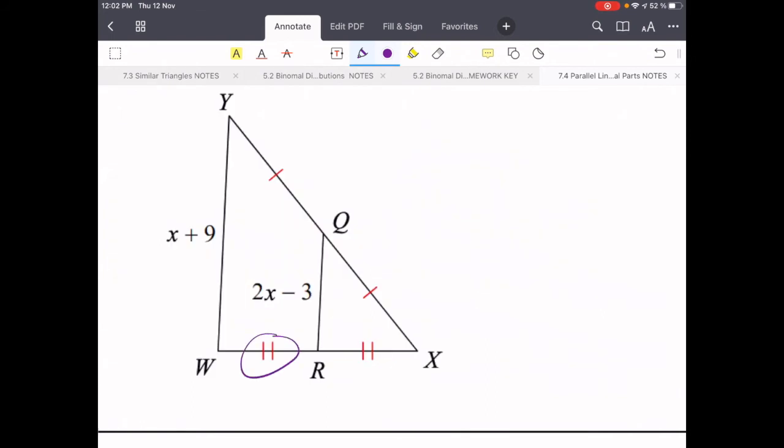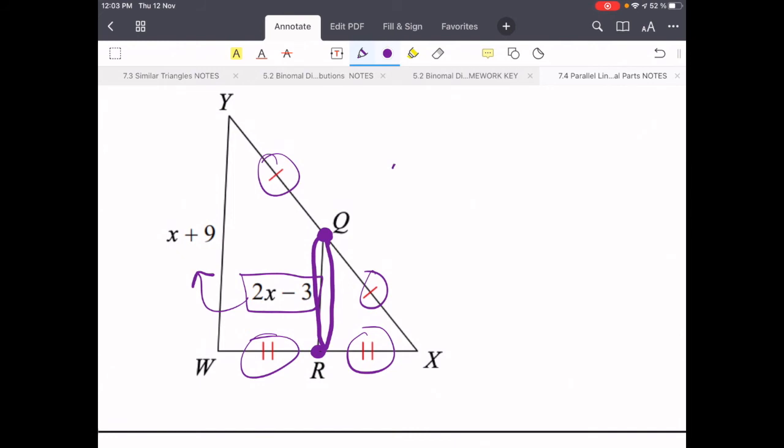Here we have another triangle. Again, we've got some lovely congruent markings. So we know that Q is the midpoint of YX. R is the midpoint of WX. So QR is the midsegment. That means that if I have 2x minus 3's, I'll end up with an x plus 9.